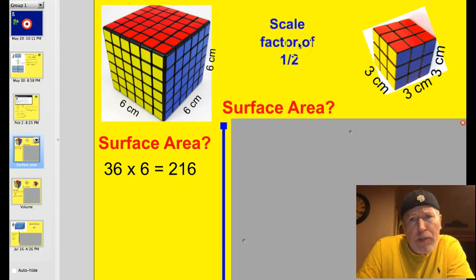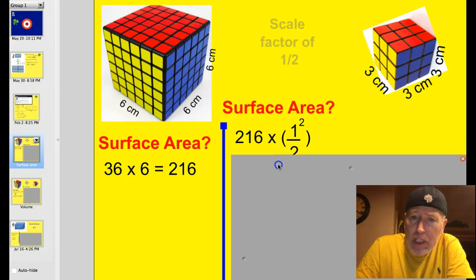Well, how can we use the scale factor to find the surface area of this smaller Rubik's Cube? Well, our scale factor is 1/2. So let's just pop it in.